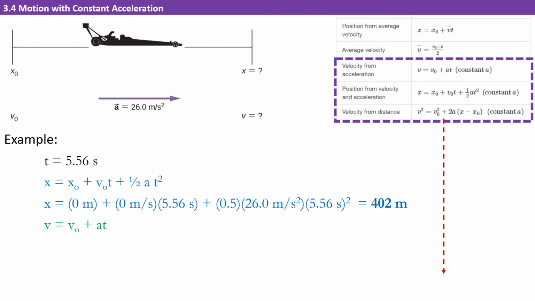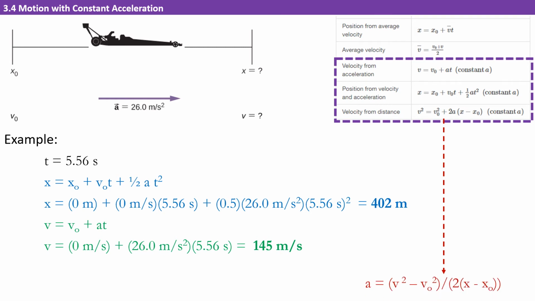Now what you can also do is figure out what the velocity is, and here we're pulling from the other kinematics equation, velocity from acceleration, assuming acceleration is a constant. We put all of our values in here. It starts at rest, accelerates at this acceleration for 5.56 seconds. You notice the units cancel out, at least as far as the seconds go, and you're left with meters per second, in this case 145 meters per second.